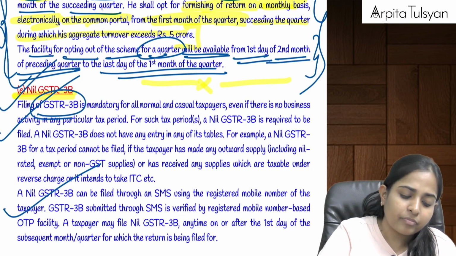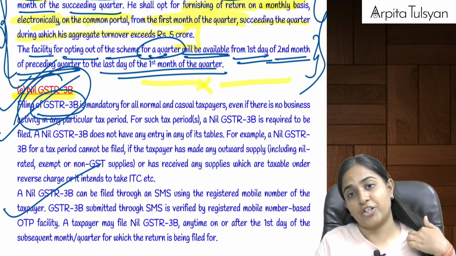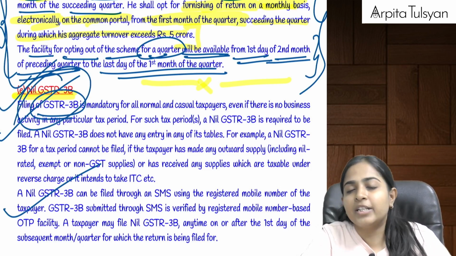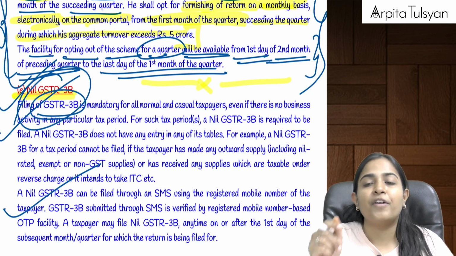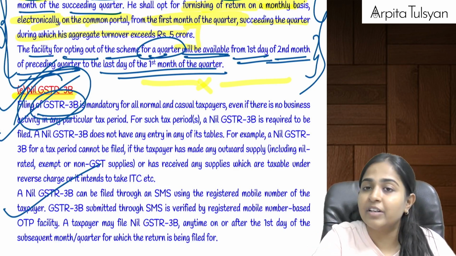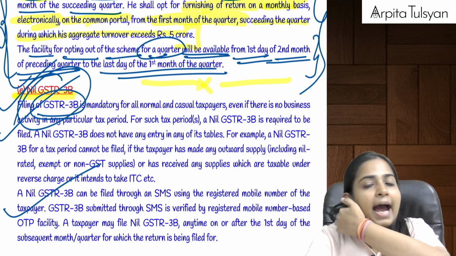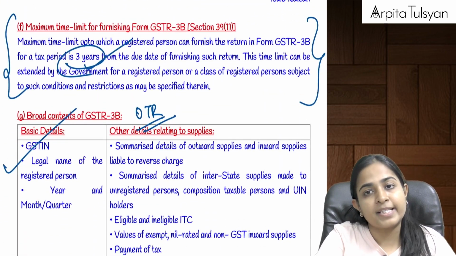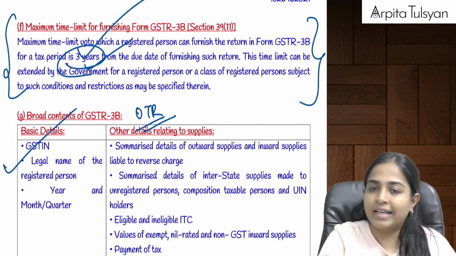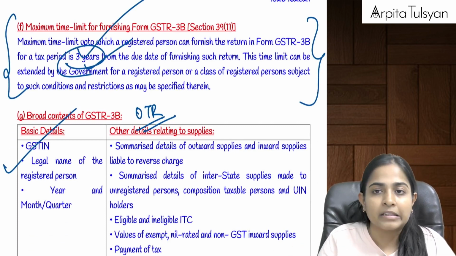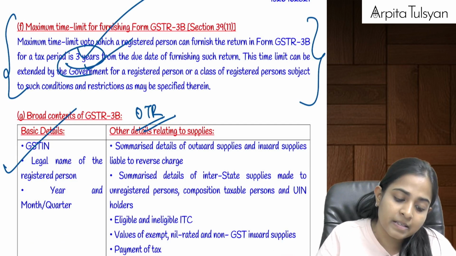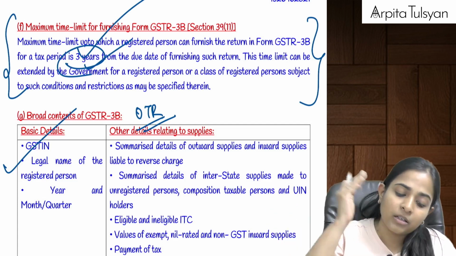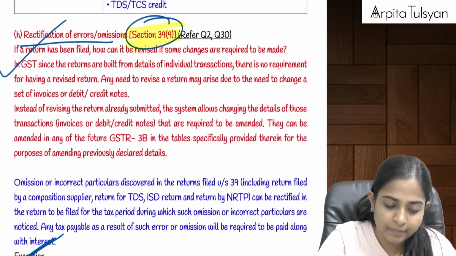Yes, okay. Now, what if there are no transactions? What if there is no entry, nothing in your GSTR 3B? Still, you are required to file this nil GSTR 3B even if there are no business transactions. And again, this can be filed on the common portal or by SMS facility. There is also a maximum time period allowed, up to 3 years from the original due date.